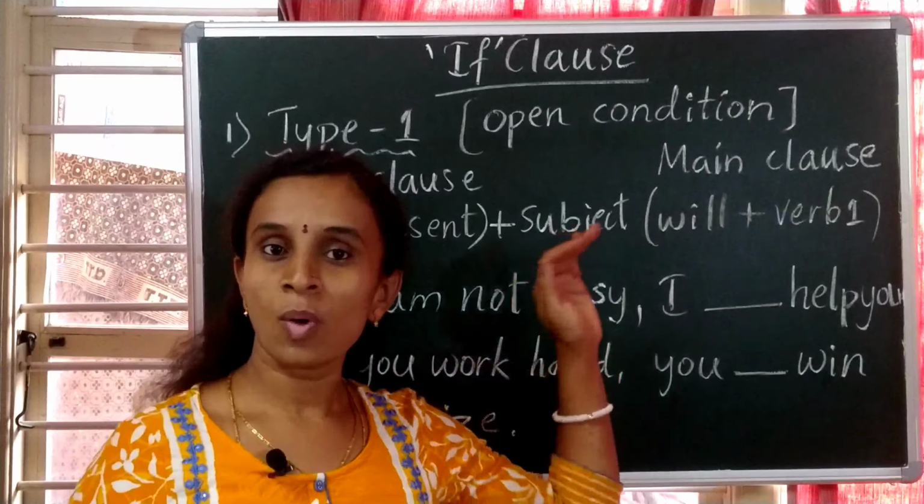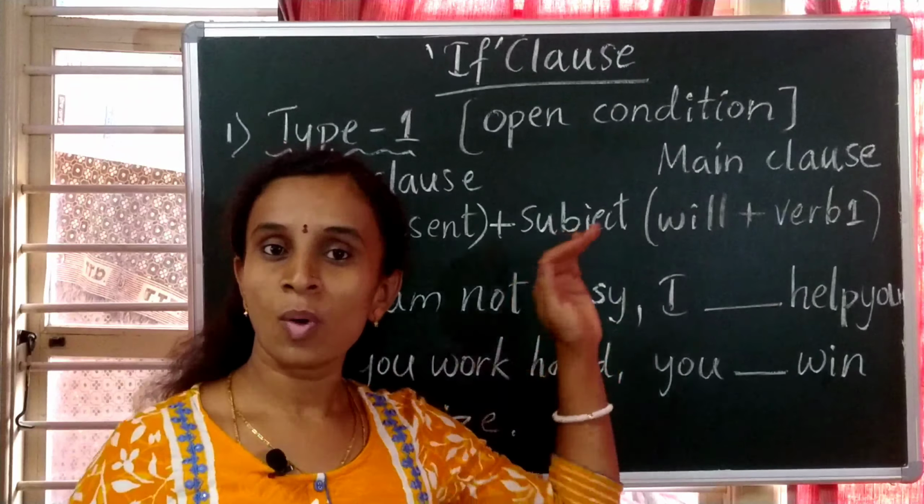Verb 1 form means present form. Verb 1, verb 2, verb 3 are the three forms. Verb 1 means present form, verb 2 is past tense form, and verb 3 is past participle form. Here we use will with the verb 1 form. We should write will here. If I am not busy, I will help you. This is a possible condition, the open condition, type 1.